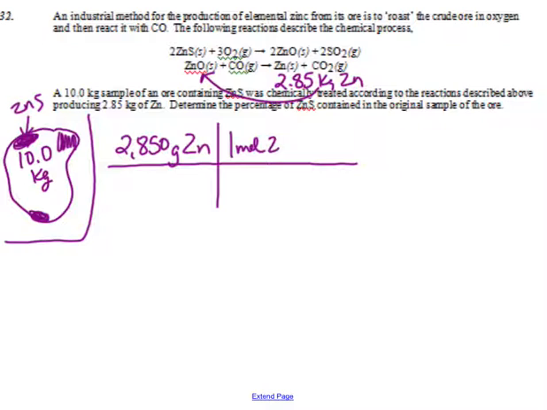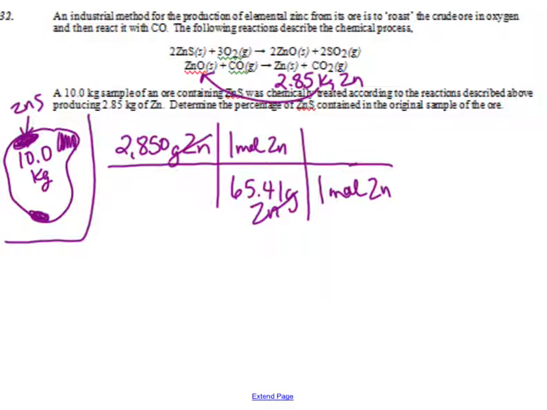So for every 1 mole of zinc, I have 65.41 grams of zinc. So grams cancels. Now I'm in moles of zinc, and now I can mole bridge through to get to ZnS. So for every 1 mole of zinc on the bottom, how many moles of ZnO do I have? 1.